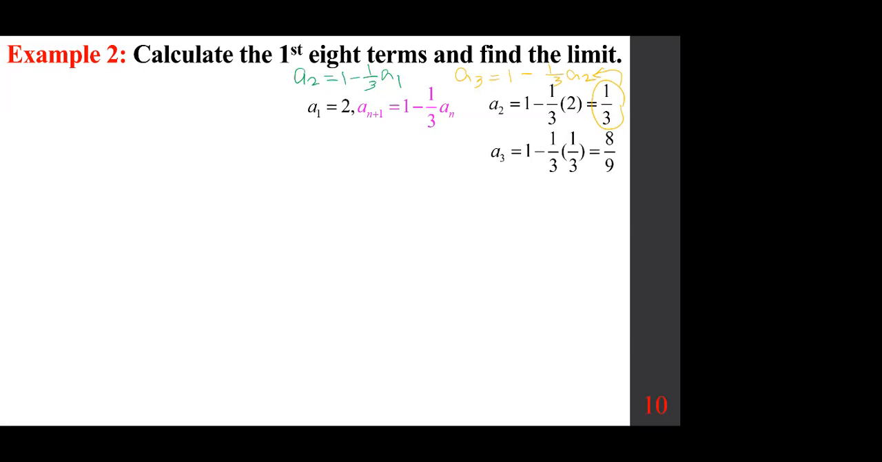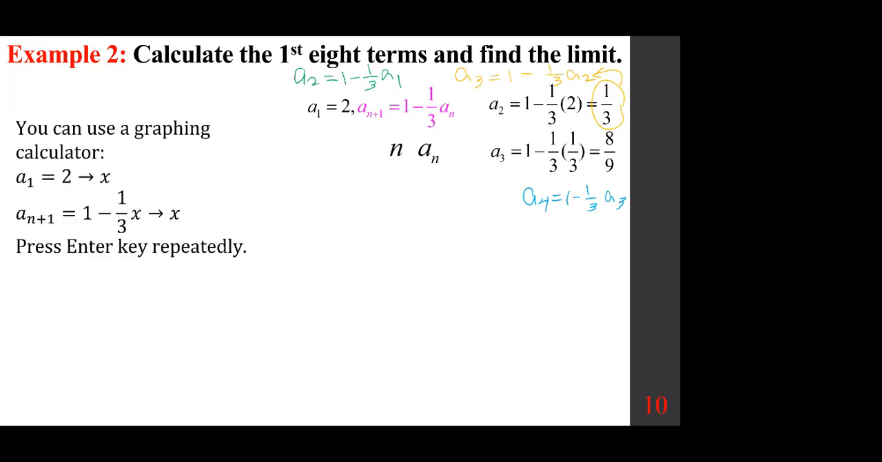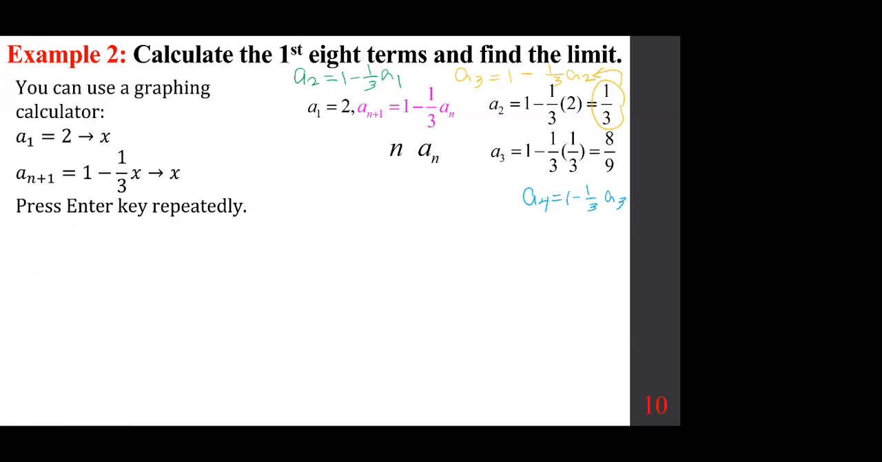Let's just write one more. How would you write a sub 4? Let me hear you. I got it. 1 minus 1/3 a sub 3. Beautiful. And that's it. You are showing your reader that you understood what you need to do. You are showing step by step how to find a sub 2, a sub 3. Now you can use a calculator. I will explain this part at the end. For now, you can ignore that.